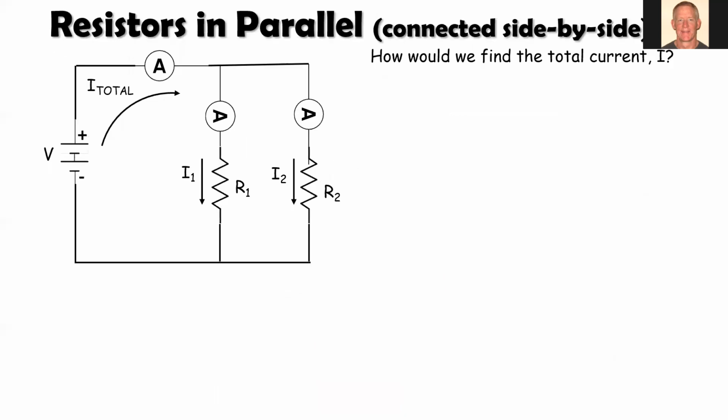All right, let's look at resistors in parallel. So this is a different way to connect them. They're side by side. That's why we call them parallel. How would we find the total current in this circuit? Now notice the total current is going to split. Some of the current will flow through R1, some of the current will flow through R2.